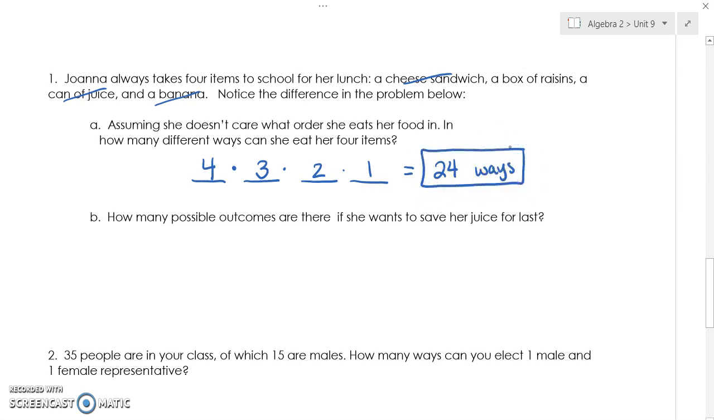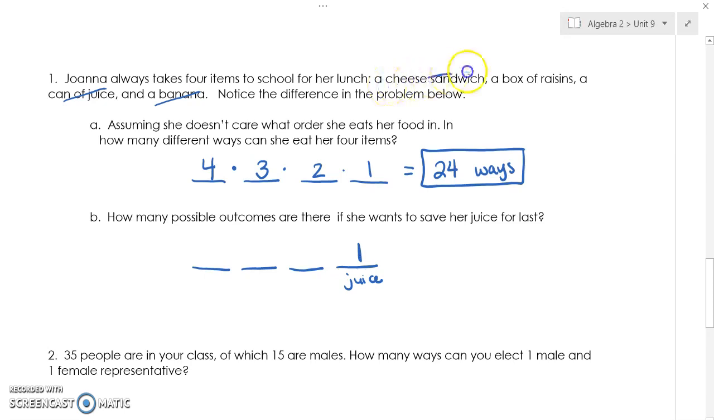All right, now, how many possible outcomes are there if she wants to save her juice for last? So imagine that I have these 4 spots. I have 4 things I want to eat, but I want the last one to be the juice. No questions asked. So that's only 1 option there.